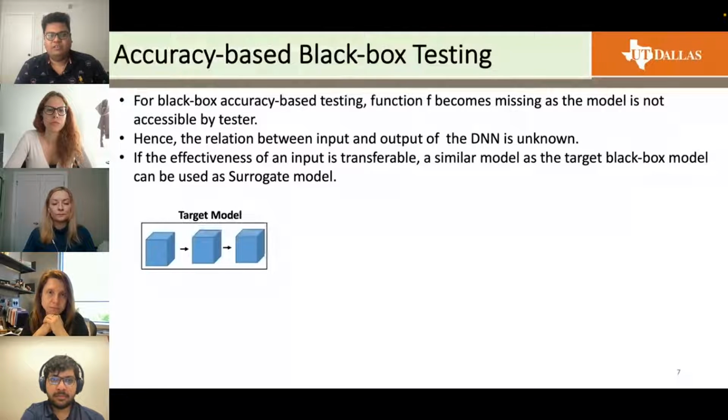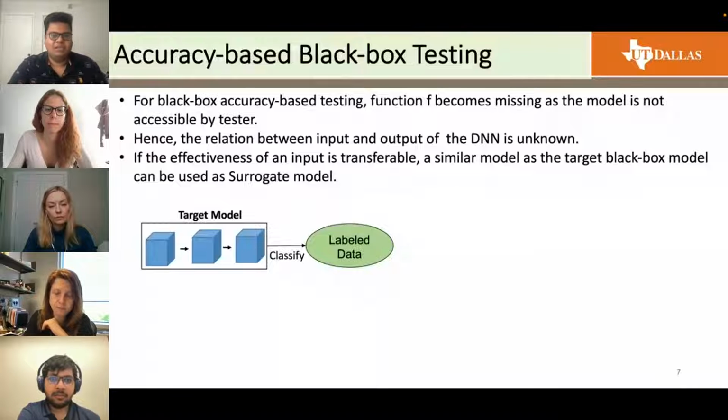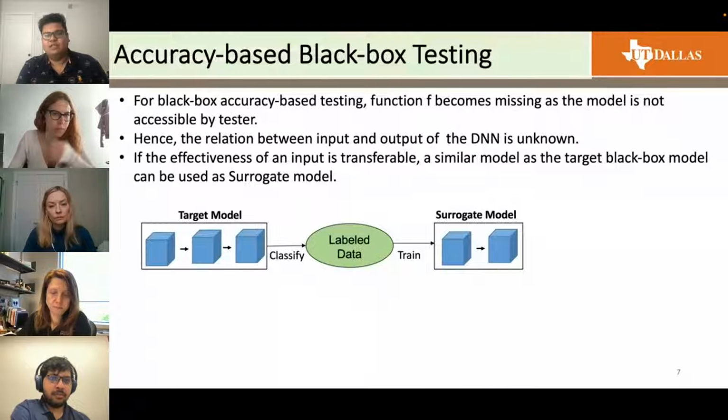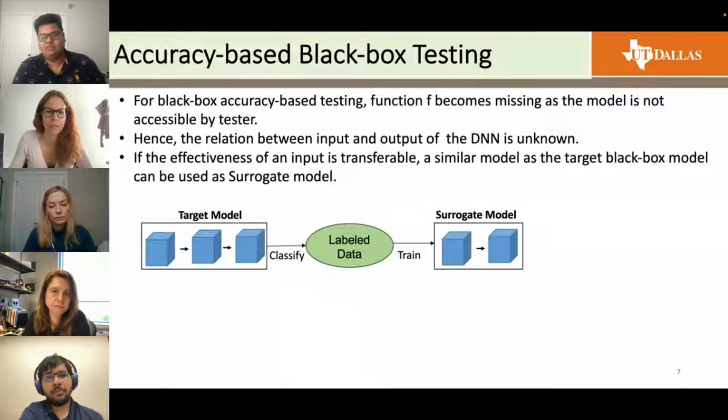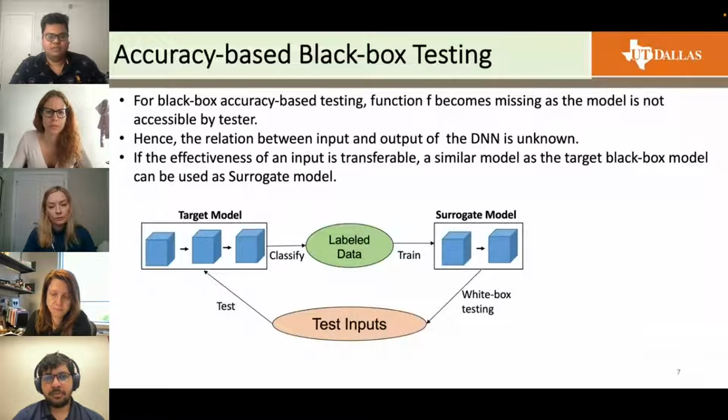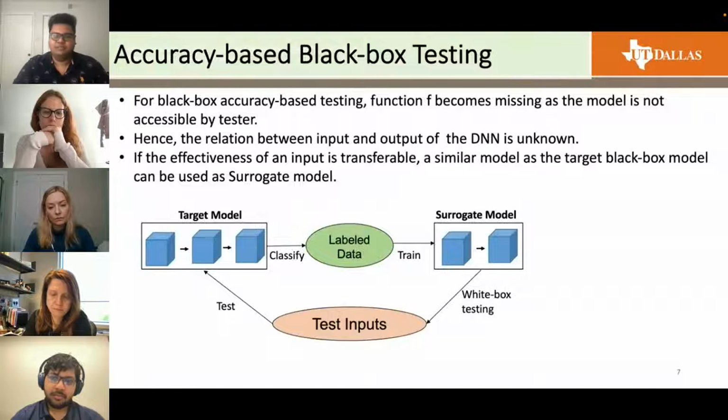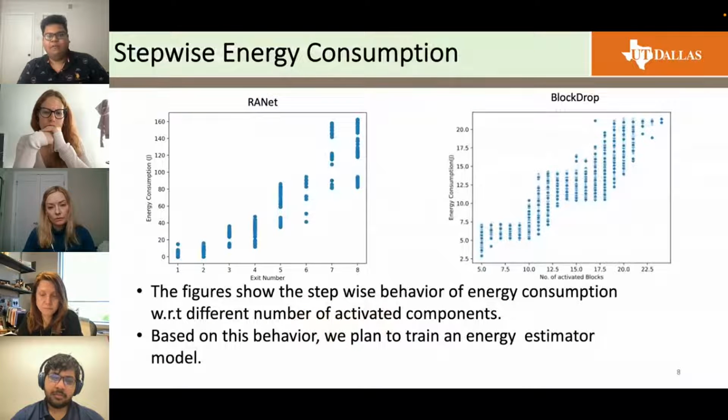How it works is there is a target model we want to test. We feed inputs to it and we collect the label data. Based on the input and label data, a surrogate model, a similar model, is trained. And we use the white box testing scenarios on the surrogate model to create test inputs. However, in our case, we saw that for energy testing, this transferability does not exist. So we cannot use the same method here. So we found an alternative method.